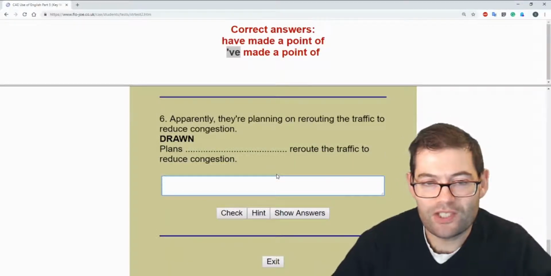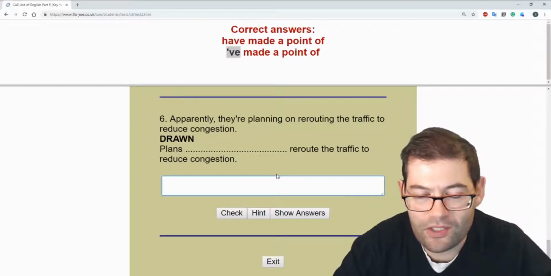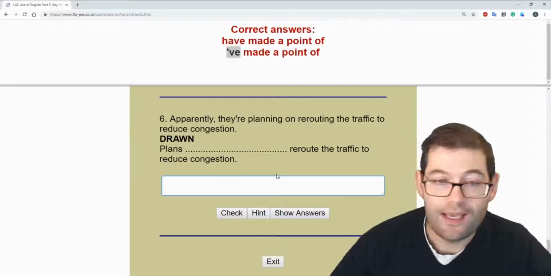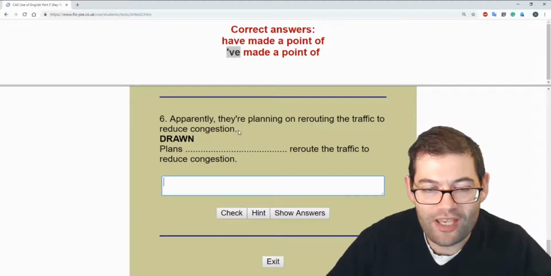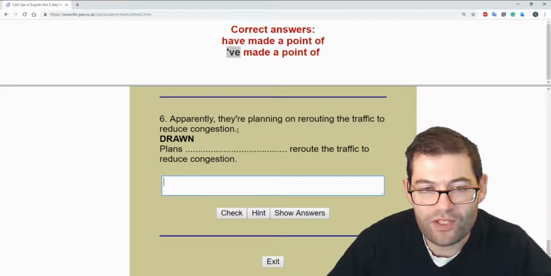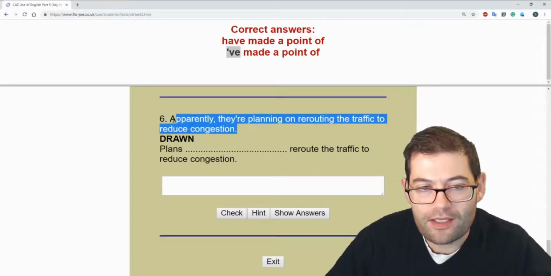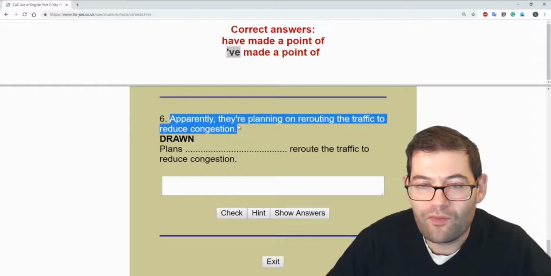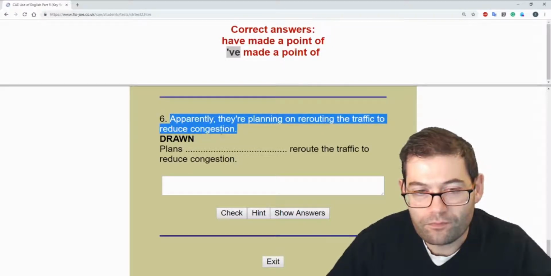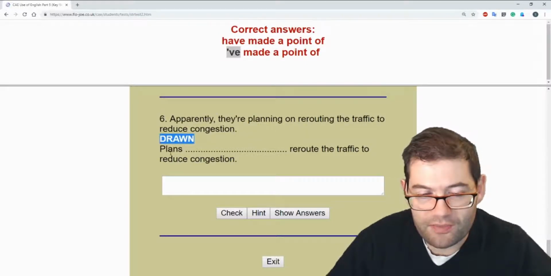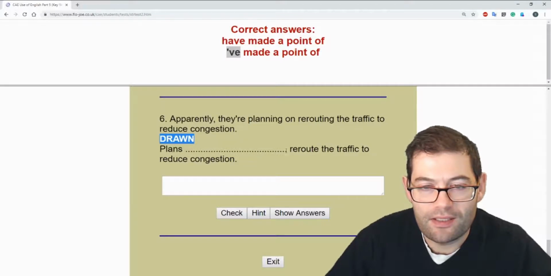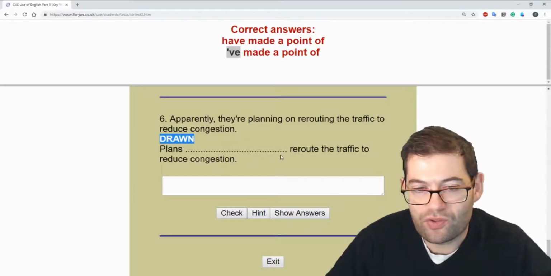Okay, let's get on to question 6, the last question on this keyword transformation exercise. Tricky one, this one, so let's make sure that we're paying attention to everything in our example sentences and the sentence we have to transform. The example sentence: apparently they're planning on rerouting the traffic to reduce congestion. Our keyword is drawn. Drawn is a past participle. Plans reroute the traffic to reduce congestion.